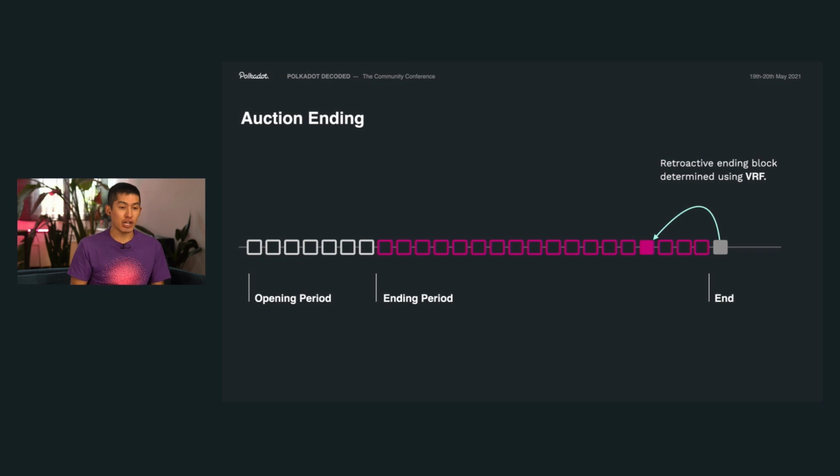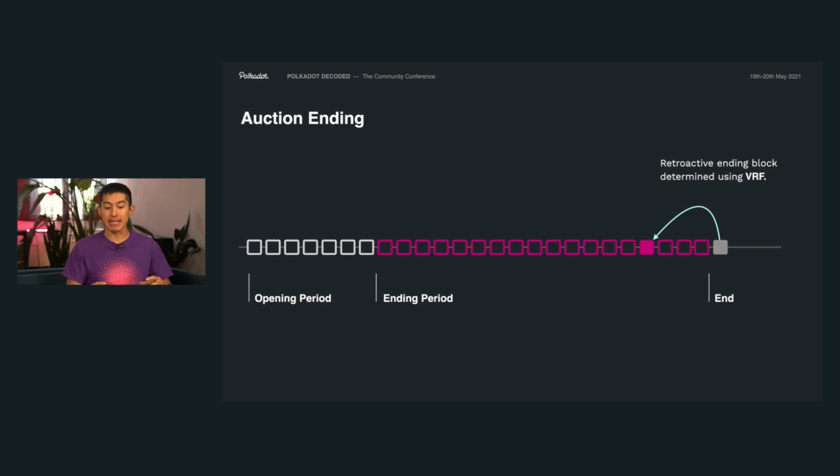Now, if you're familiar with blockchain systems, you would know that anything involving randomness is not very easy. So this is actually how we implemented the candle auction system on the blockchain. The auction is broken up into 2 main parts. First, we have an opening period, which is right after when the auction has started.